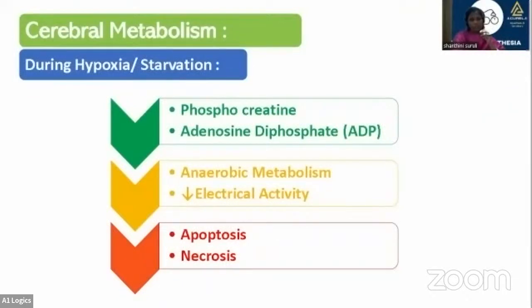When the glucose substrate is utilized, next into play come phosphocreatine and adenosine diphosphate. When these reserves are also utilized for ATP synthesis, anaerobic metabolism sets in. As ATP synthesis decreases, the electrical activity also decreases, and the cell goes for neuronal cell death, which can be either apoptosis or necrosis.